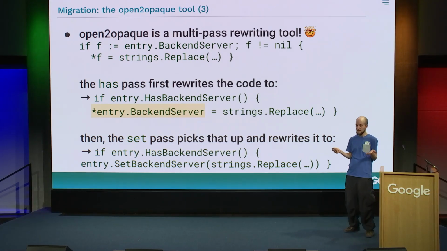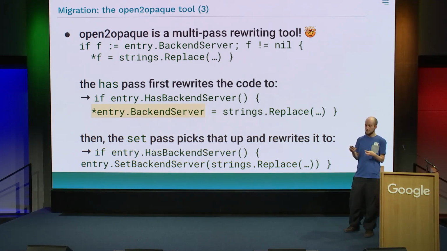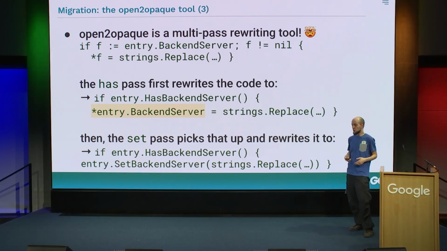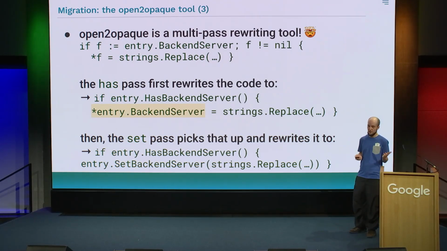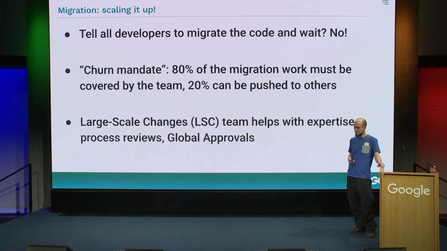So far, so good. But now this pass, instead of re-implementing all of the logic of the other passes as well, just figured, OK, it's easier if I just turn the f into entry.backendServer, at which point in the next iteration, the set pass will actually pick that up and rewrite it into the proper setter call. So the tool converges, and that is definitely more complicated than any other rewriter I've ever seen.